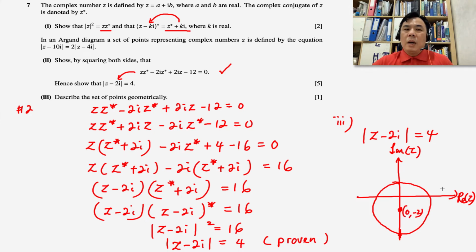To describe the points geometrically, we say that this complex equation represents a locus of a circle centered at 0, negative 2, and let me check. You can see that in the exam, when I looked at this number here, I accidentally made a mistake myself.